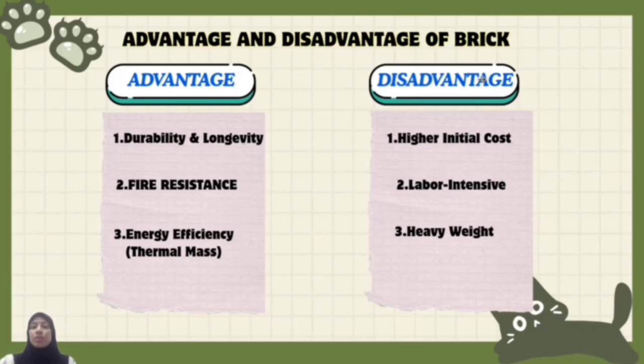Then we are going to talk about the disadvantage of brick, where brick has a higher initial cost because bricks are generally more expensive than material like concrete blocks due to raw material, manufacturing and transport. Then, bricks are labor intensive because laying bricks requires skilled labor and more time than some modern alternatives, and it was increasing in cost. And finally, bricks are heavy because their substantial weight necessitates more robust and costly foundation.